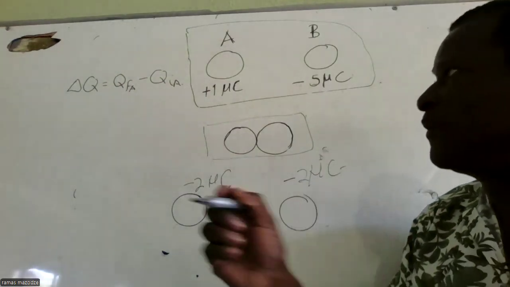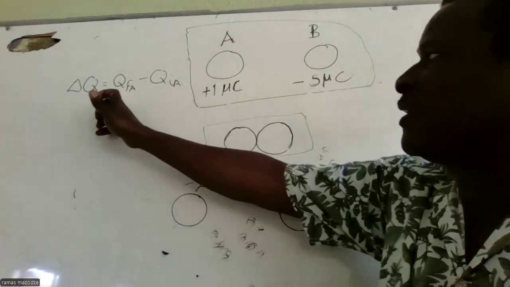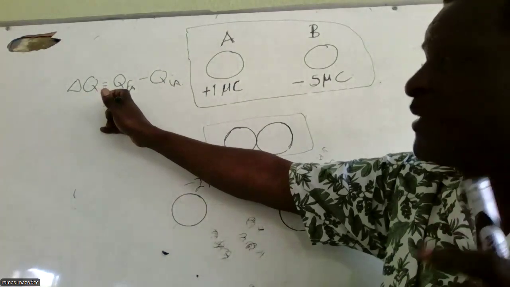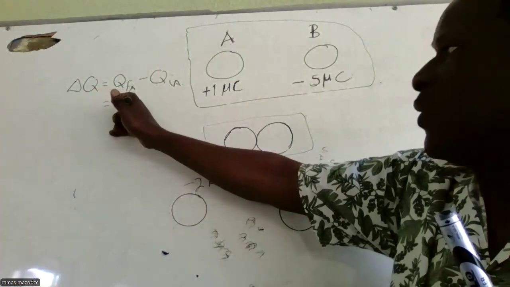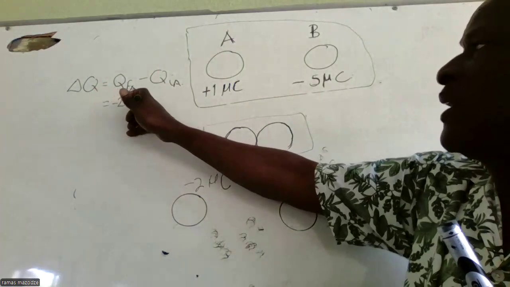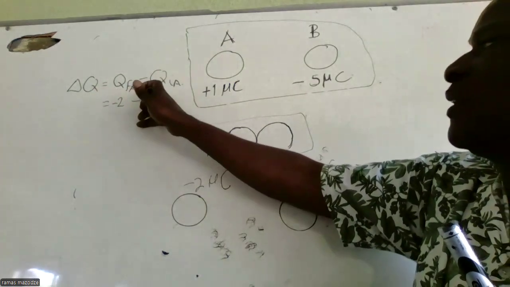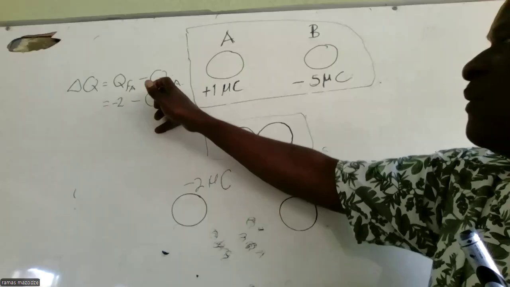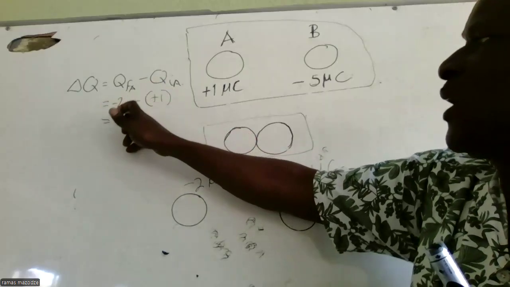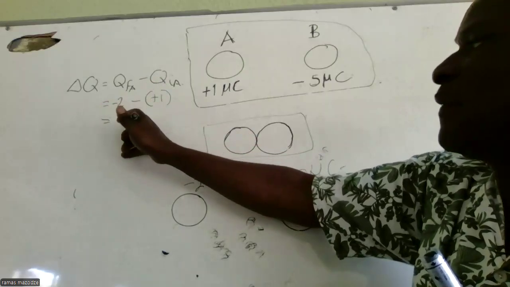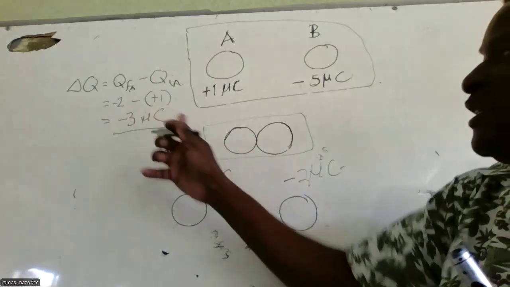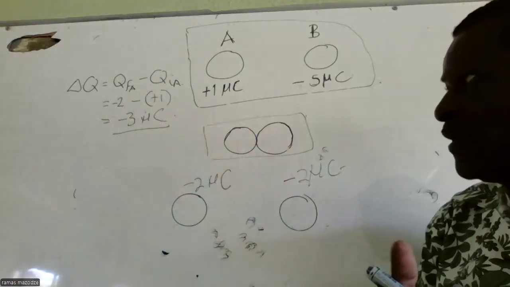Then all you do is the final charge of A is minus 2. The sign, once again, is very important. Minus 2. Okay, I know there are microcoulombs, I'll put the microcoulombs there later on. Then minus the initial charge of A, which was positive 1. Minus plus 1. Very good. Then you do the algebra. That gives you minus 2 minus 1 is minus 3 microcoulombs. So that is the change in charge, right?